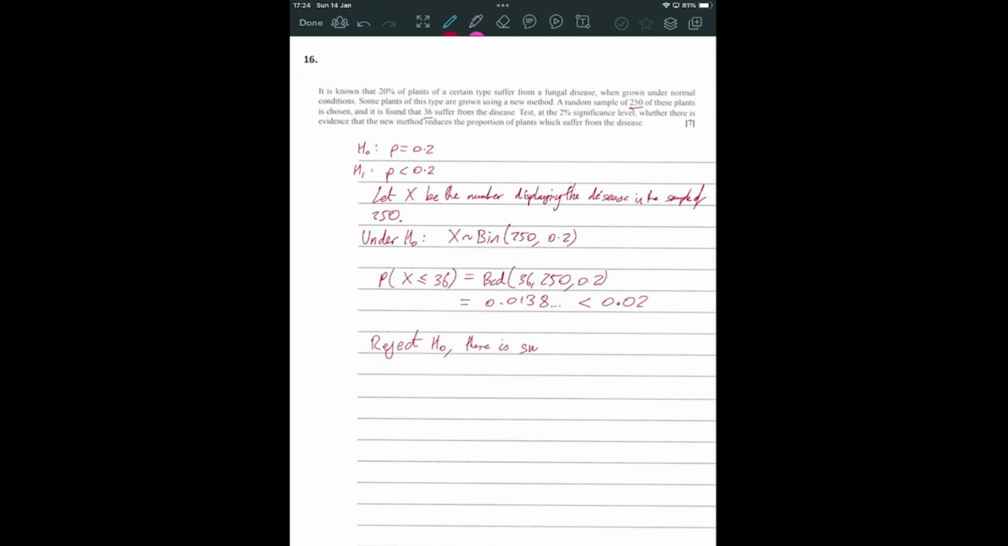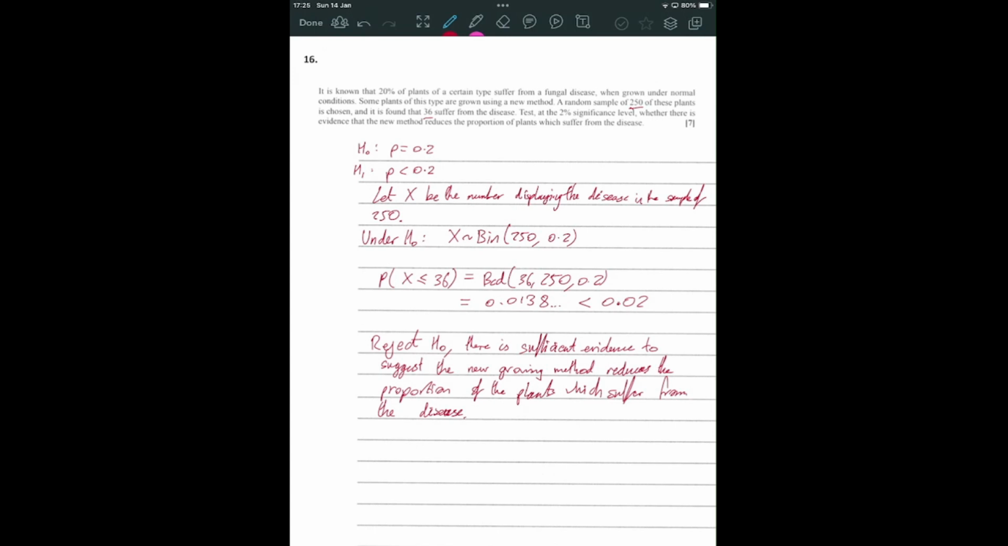There is sufficient evidence to suggest the new growing method reduces the proportion of the plants which suffer from the disease.